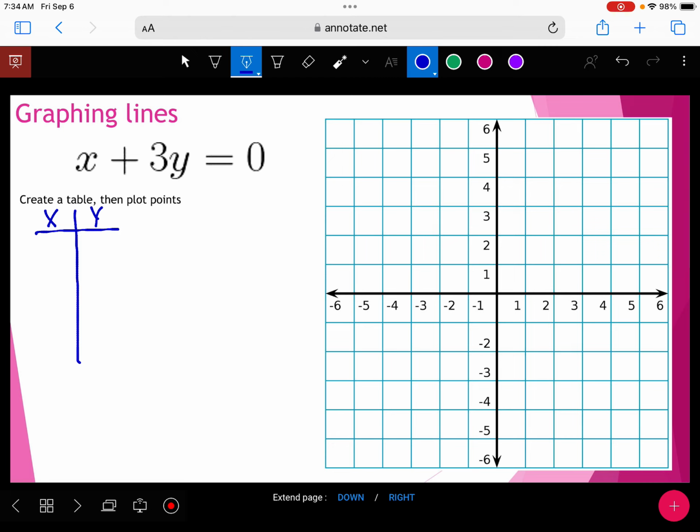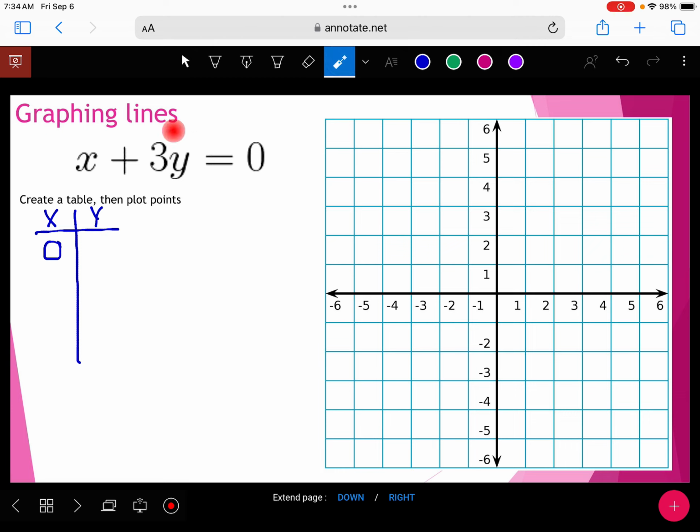So I want to pick some values to kind of test some stuff out. What values could we use for x? I mean, we can always start with 0.